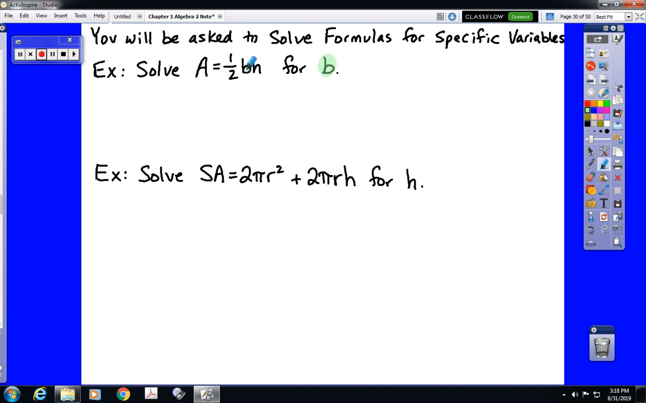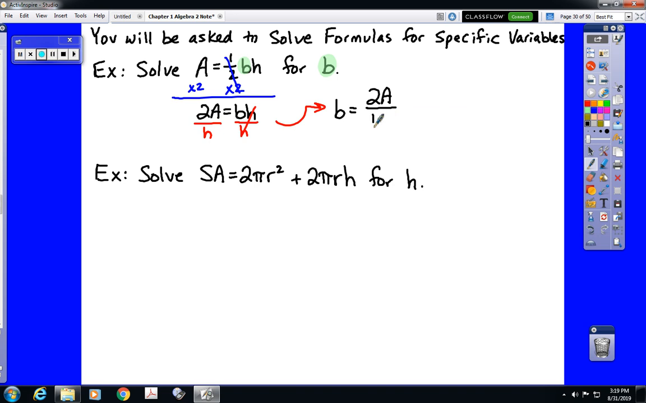So in this first example, they want us to get b completely by itself. So to do that, we first need to get rid of the 1/2. We've talked repetitively about how to clear a fraction, we multiply by the denominator of that fraction. So we're just going to multiply both sides of that equation by 2, which will give us 2a equals b times h. Now again, the goal here is to get b completely by itself.